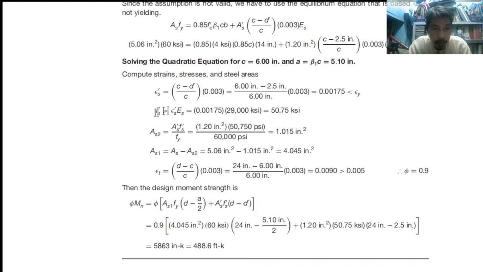And then next, FS. Therefore, we can just multiply this value to the constant, so 50, okay? Our fs prime is 50 rather than 60. So fy is 60, okay? Take note, therefore, the steel bars at the compression side is not yielding.